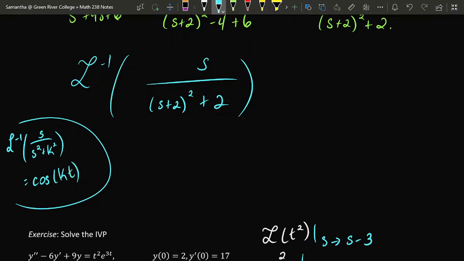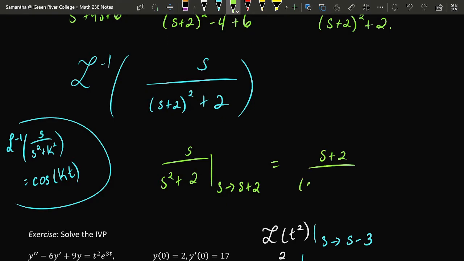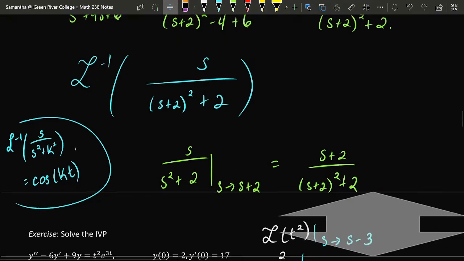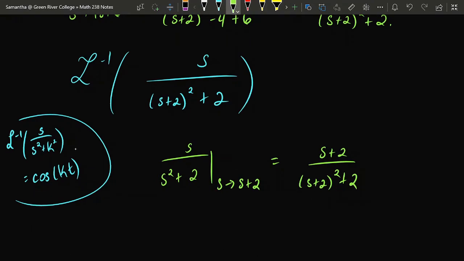Now it kind of seems like the expression that I have been given is a shift of s over s squared plus 2, where s has been replaced by the quantity s plus 2. But that's actually incorrect. If I replaced all the s's in this expression with s plus 2's, then the s plus 2 in the numerator would also get shifted, which doesn't currently match what I have. I currently have just an s and not an s plus 2.